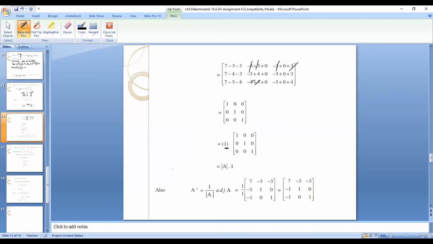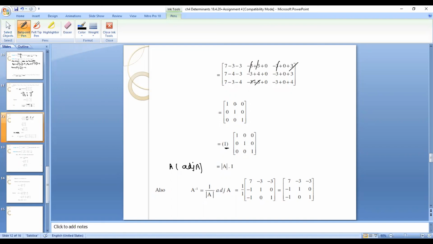Now, this is the first result, that A into adjoint A is equal to determinant. The second was to find A inverse. Now it is very easy. We know that A inverse is adjoint A upon determinant. Write the value of adjoint A.